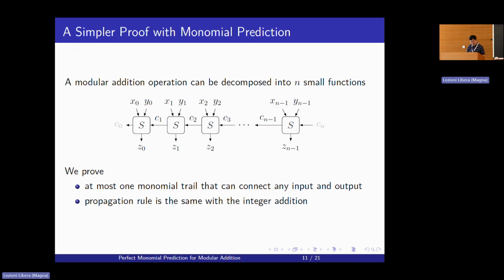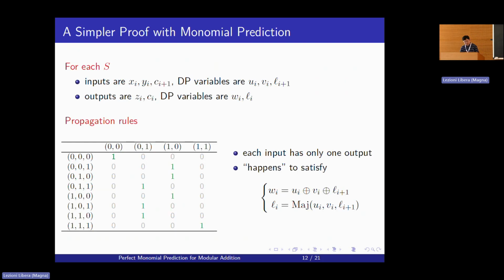And the second is based on some observations. You can find it's exactly the addition for integers. So first, we assign the division property variables for the input and output of each small S-box. Then we can construct the division property propagation table for this small S-box. And it's very interesting to see that from every input, there is only one possibility for the output. That means when you connect them together, there is at most only one trail.